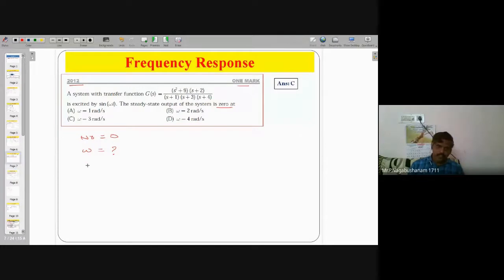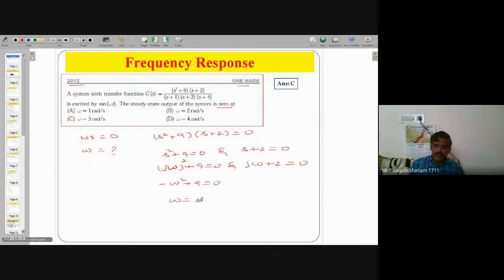Check it out. The numerator is (s square plus 9) into (s plus 2), and I told numerator equal to 0. Two cases are possible: s square plus 9 equal to 0 and s plus 2 equal to 0. Put s equal to j omega. (j omega) whole square plus 9 equal to 0 and j omega plus 2 equal to 0. This is minus omega square plus 9 equal to 0. From this one, omega equal to 3 radians per second. From this one, j omega equal to minus 2.